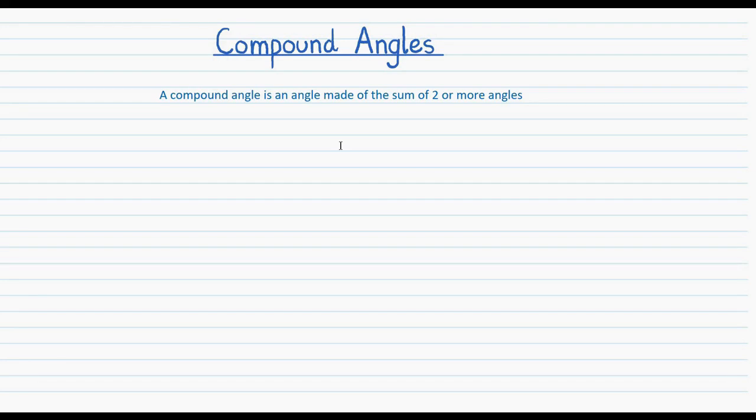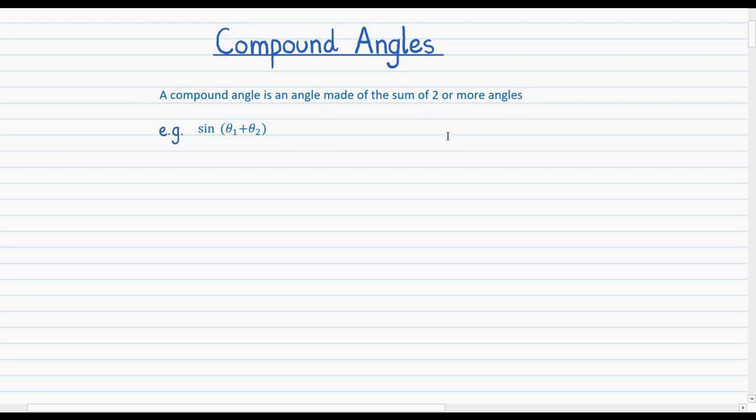So what is a compound angle? It sounds a lot more complicated than it actually is. A compound angle is basically just an angle made up of the sum of two or more angles. So for example, sine of theta 1 plus theta 2. And it can be the sum of two or more angles.